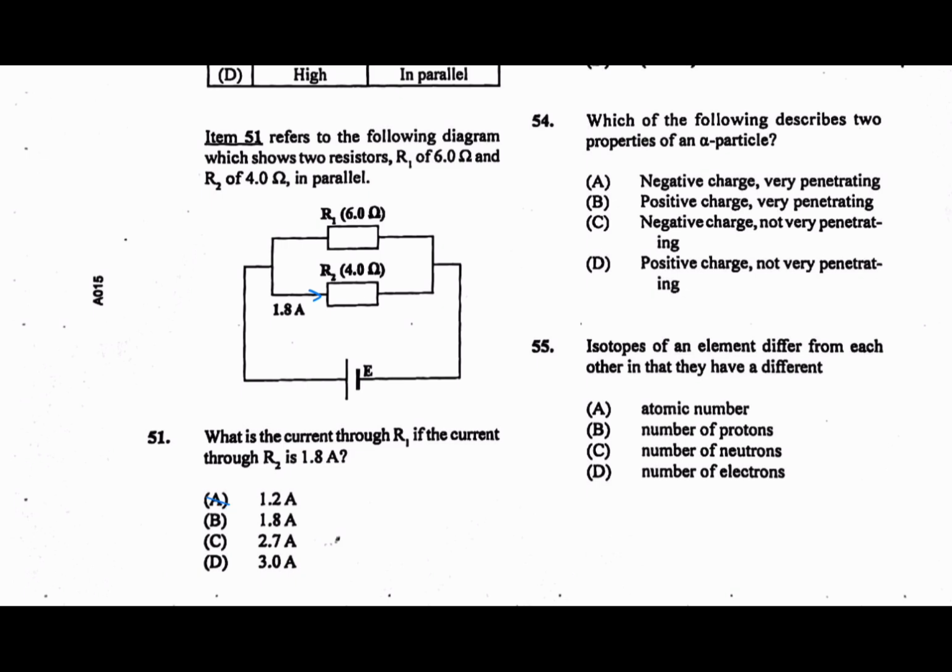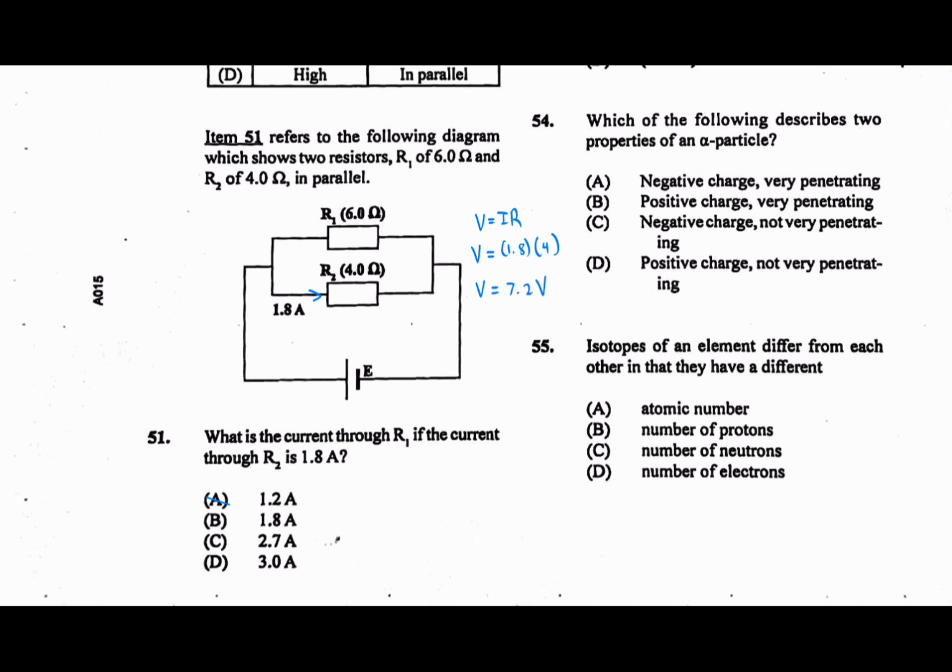Now, let me show you the physics. Anytime we have a parallel circuit, that means the voltage across both of the resistors has to be the same. Now, notice that I have the current and I have the resistance. If I have the current and the resistance, I can find the voltage drop across this particular resistor. So recall, V equals IR. My current is 1.8, my resistance is 4, and 4 times 1.8 is equal to 7.2 volts.